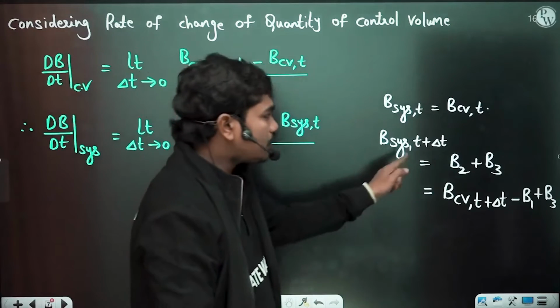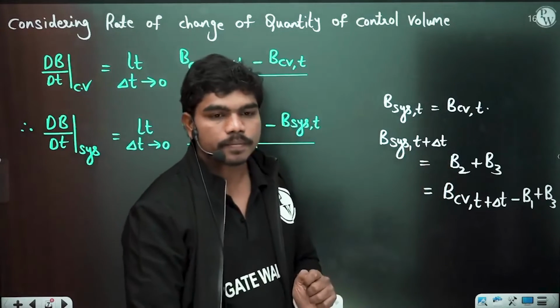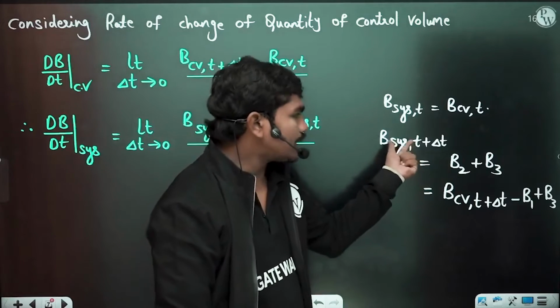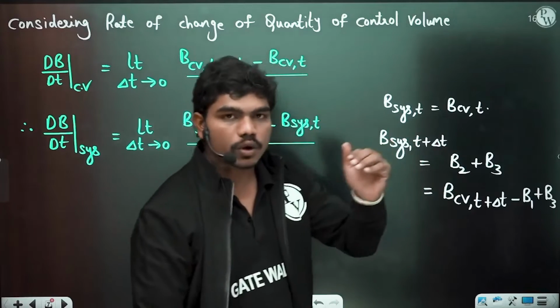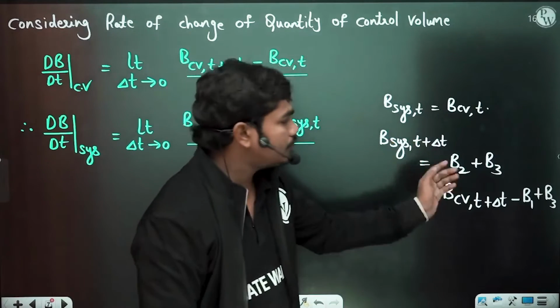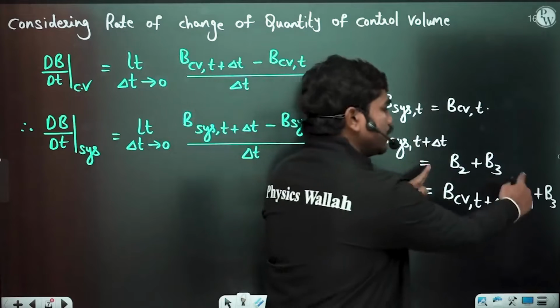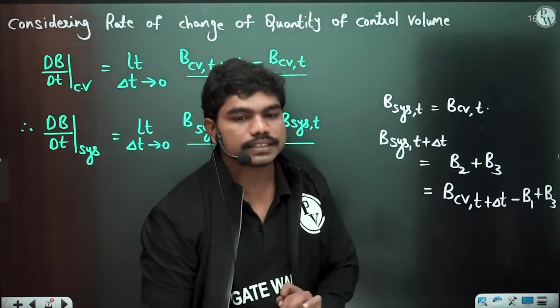So can I write this? Please type in the chat box, can I write this relation? Yes or no? Can I write this? System at time t plus dt can be written as b2 plus b3. This b2 can be written as total control volume at time t plus delta t minus b1. So this gives me b2 plus b3 as it is. So can I write this?